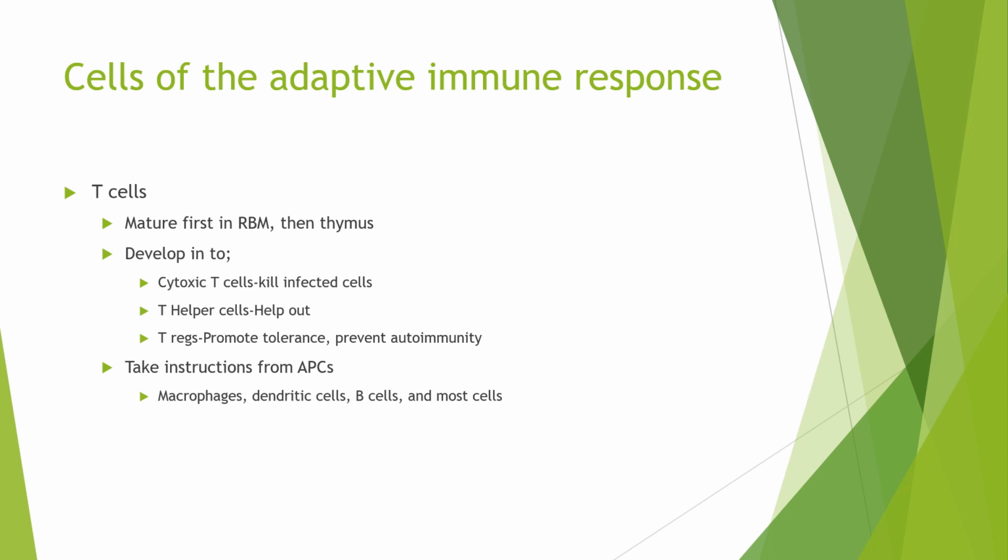T cells. T cells first mature in the red bone marrow just like B cells. However, once they leave the red bone marrow, they travel to the thymus for further instructions. In the thymus gland, they can develop into several different types of T cells. There are cytotoxic T cells, which kill infected cells.